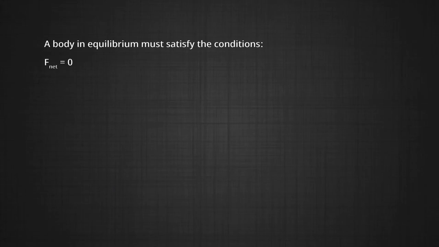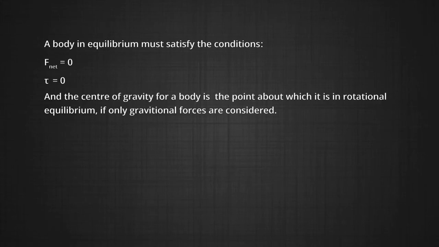We can summarize the whole module as follows: a body in equilibrium must satisfy two broad conditions. The net force acting on the body is 0, and the net torque acting on the body is 0. The center of gravity of a body is a point about which it is in rotational equilibrium if only gravitational forces are considered. Thank you.